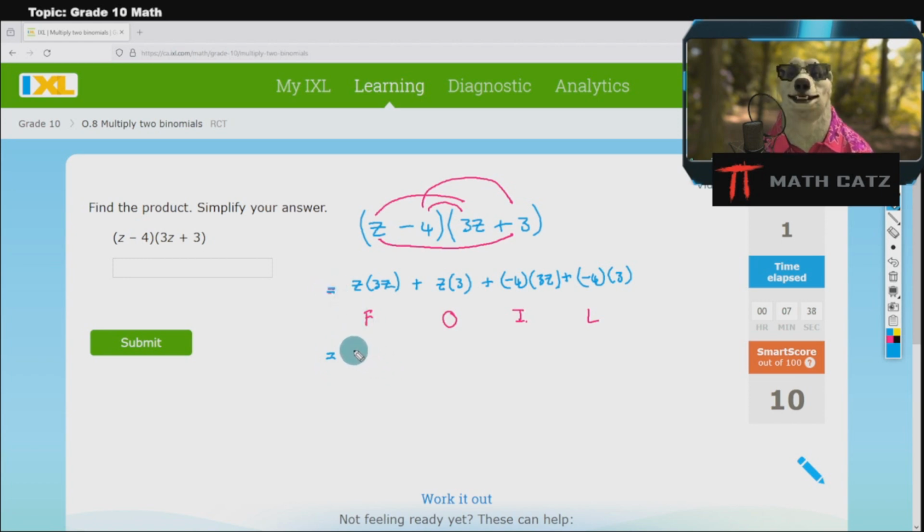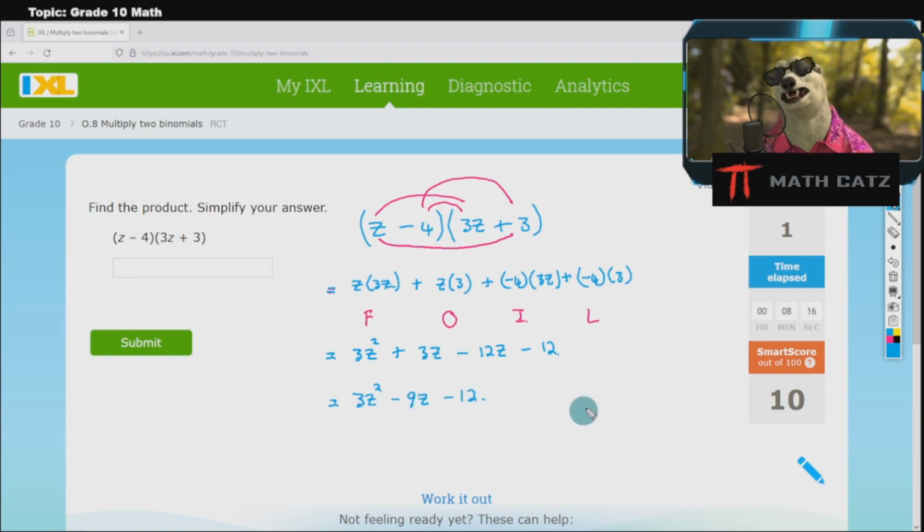Now let's simplify. 3z for the first one. No, z squared. Plus, this one is 3z. This one is now minus 12z. And this one is minus 12. But the middle terms are like terms I can put together. I could have done that on the go. As you get more comfortable, you can choose to do that or not. 3z minus 12z is negative 9z minus 12.